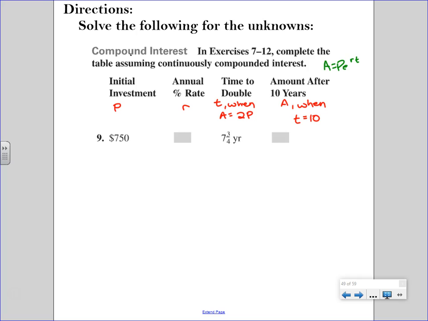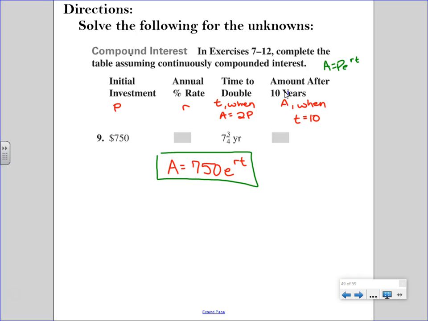Okay, so we have A is equal to 750, just in general, e to the RT. That's my general equation. That's all I've got in the sense of what I can plug in. That's true all the time. The only things that are true all the time is how much you initially invest and the rate, and everything else, well, it changes based on the other two.